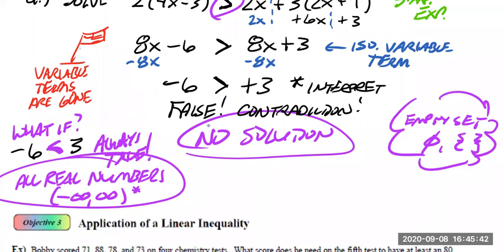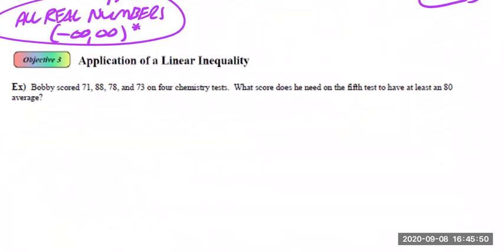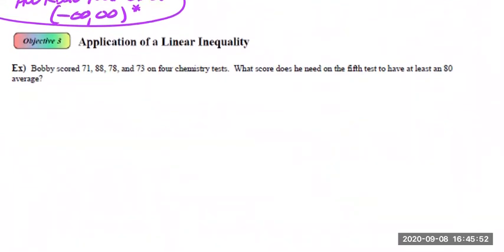Okay, if it's false, there's no solution. If it's true, then it's all real numbers. All right, so the last thing is an application of a linear inequality. And when we have applications, we want to be translating. We want to look for words that translate to inequalities.